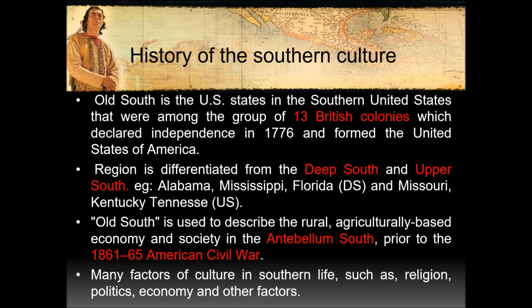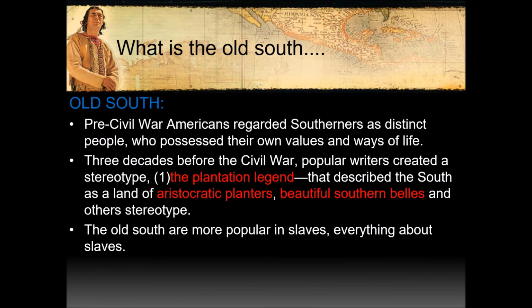The Old South is used to describe the rural, agriculturally based economy and society in the antebellum South, prior to the American Civil War of 1861 to 65. Many factors of culture in Southern life, such as religion, politics, and economy, have given a lot to the Southern people. So what is the Old South? Before the Civil War, Americans regarded Southerners as a distinct people. They possessed their own values and way of life.